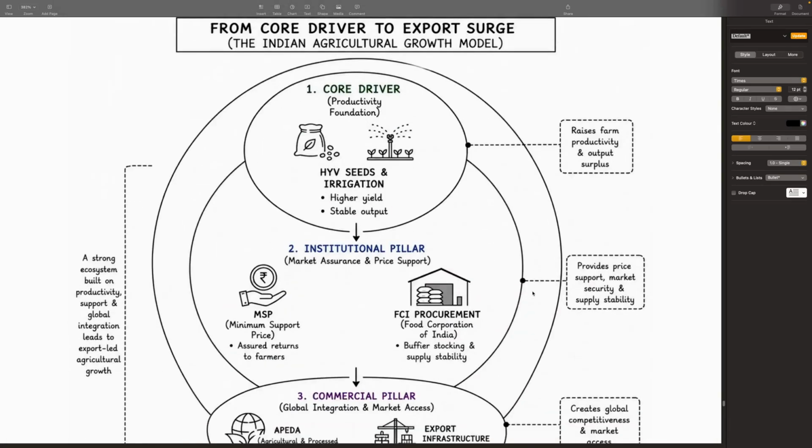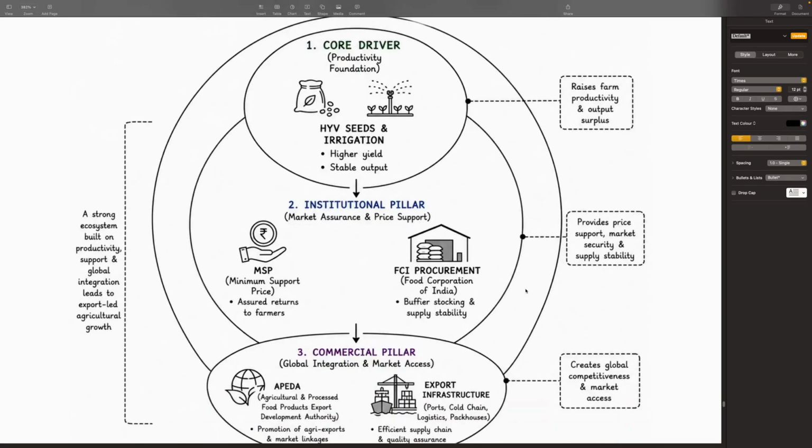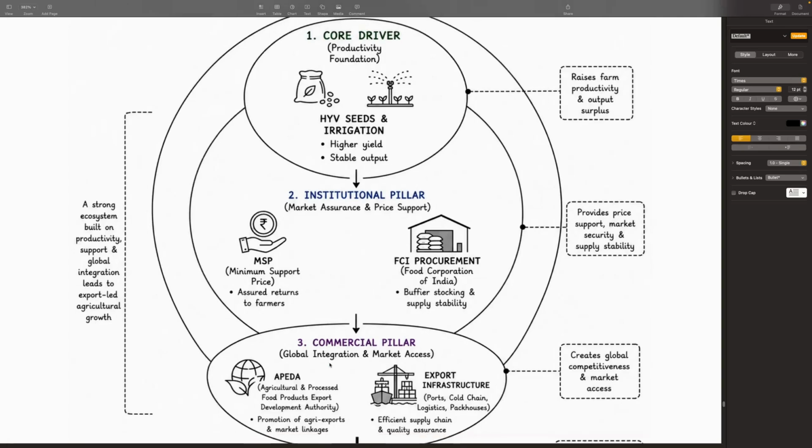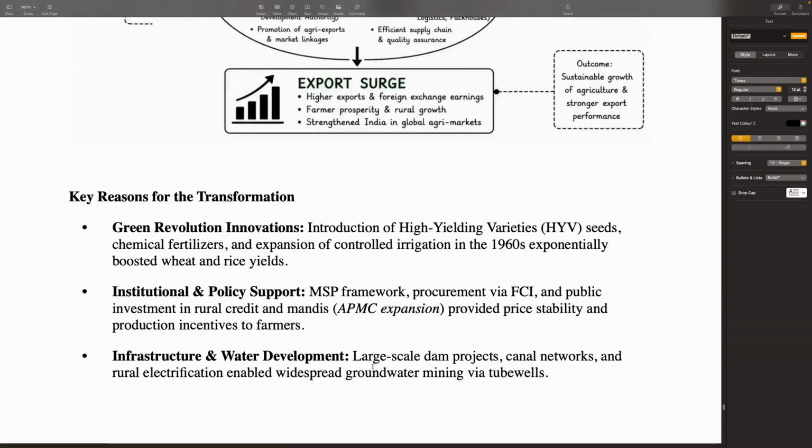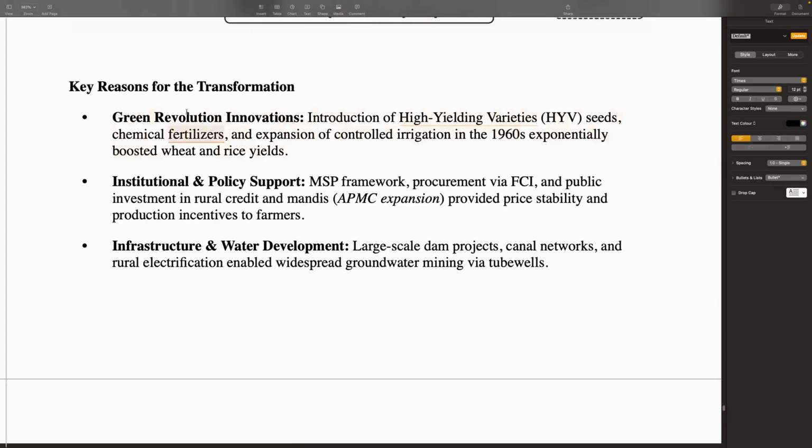This is the diagram you can see. Core driver, institutional pillar, commercial pillars. So you can go through this export surge. Key reasons for the transformation.